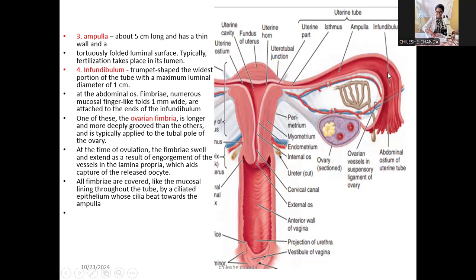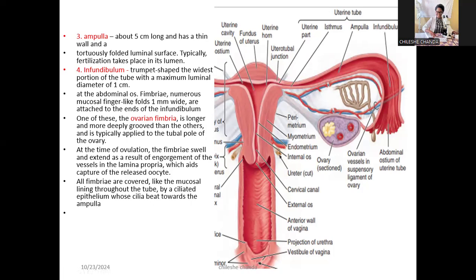This is a trumpet-shaped part of the uterine tube. It is the widest part of the tube. The luminal diameter is about 1 centimeter, from this wall to this wall. And then it has numerous finger-like projections known as fimbria.